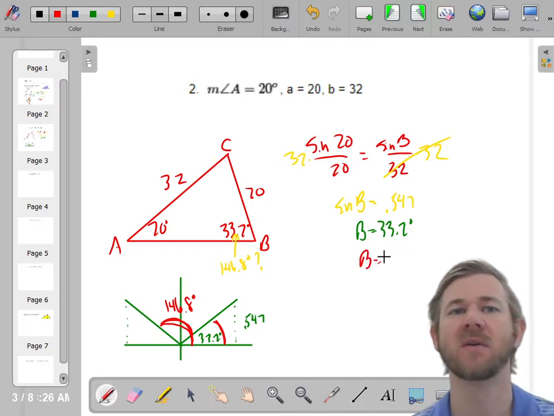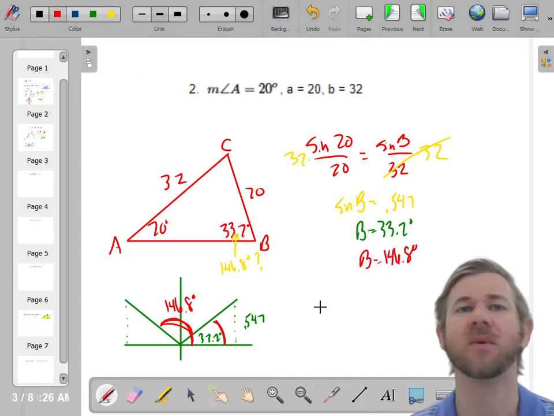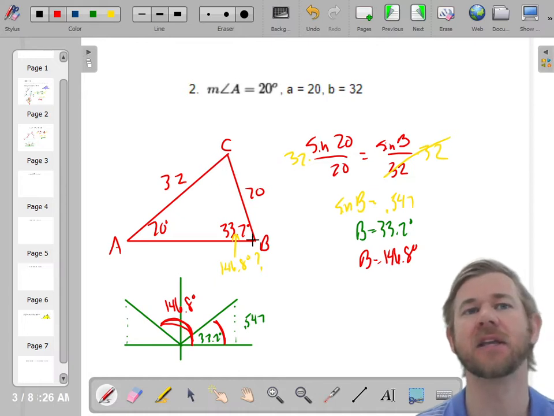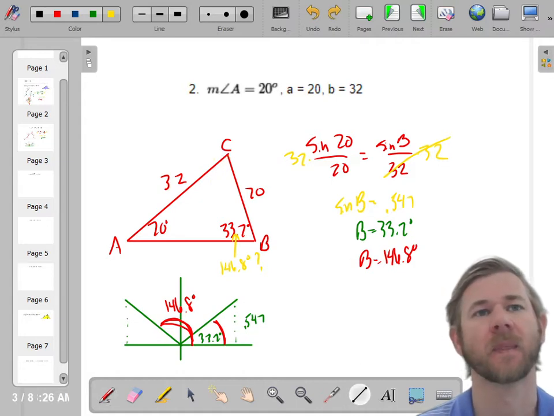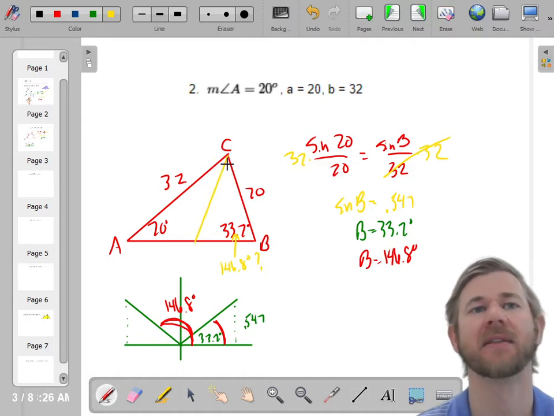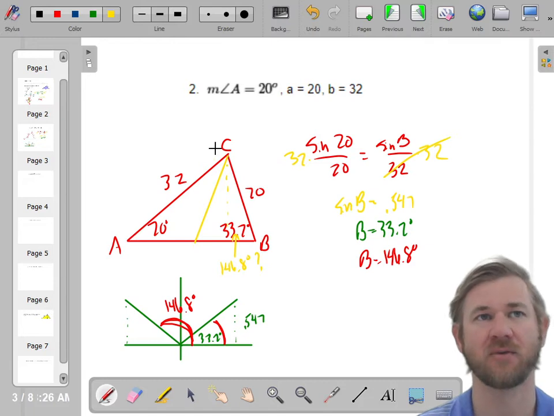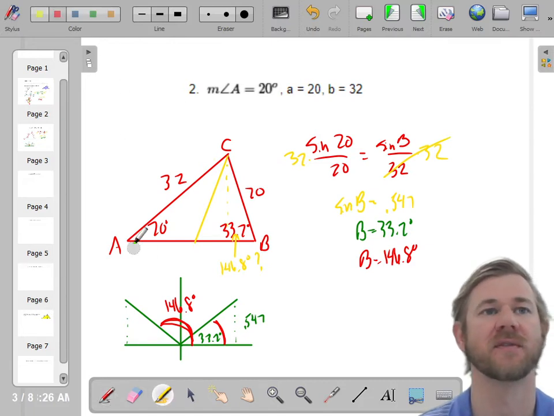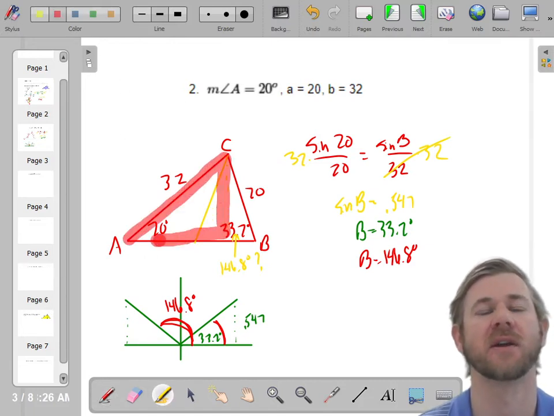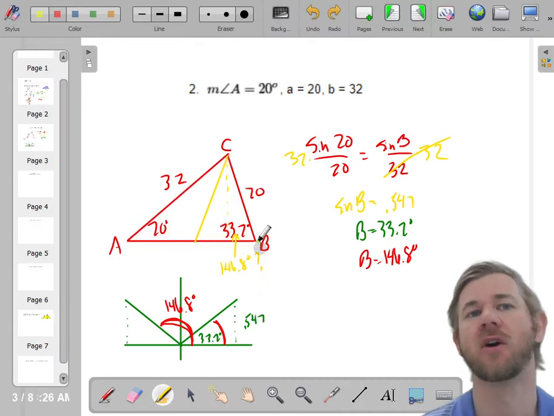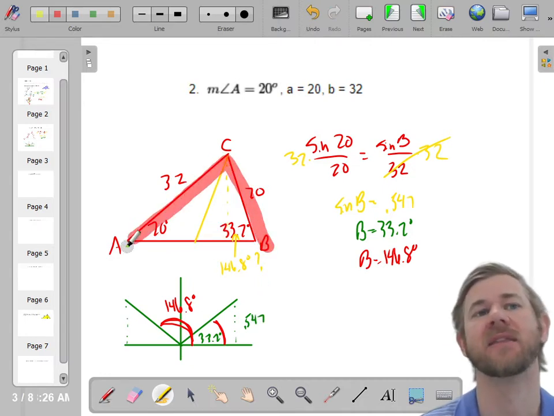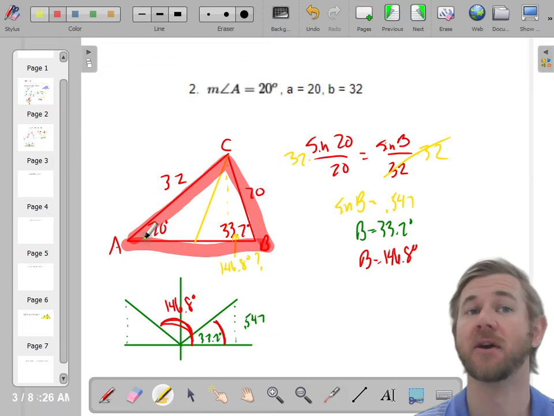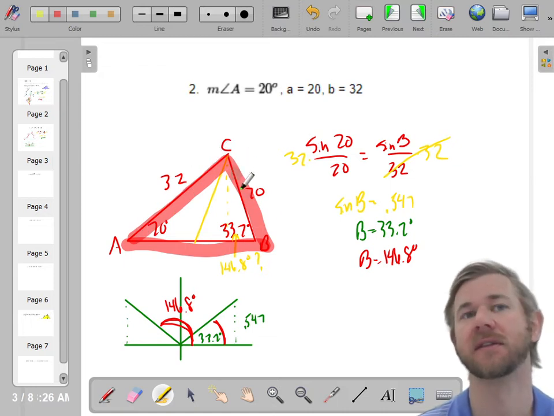B could be 146.8, and the way it would look is, instead of being an acute triangle, we would take this side and we would bring it in like this. So you kind of imagine, maybe I can try and sketch out the scenarios. This would be a perfect right triangle, okay? If we draw angle B as acute, it would look like this. That's an acute triangle. And notice, this length is 32 and this length is 20.